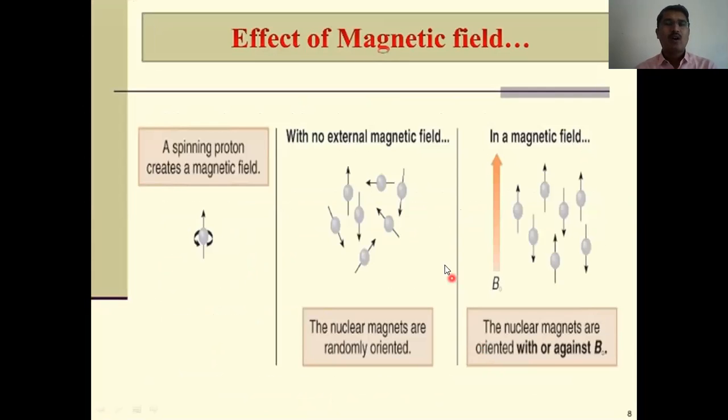This is the diagram of the external magnetic field and absence of magnetic field. A spinning proton creates a magnetic field. You can see here, this is the proton, this is the axis, and it revolves like this. When it revolves like this, it creates a magnetic field. This is a diagram of the nuclear magnets randomly oriented, that is, no external magnetic field. When we apply the external magnetic field, the nuclear magnets are oriented with or against B0, the applied magnetic field, in the upward direction or downward direction.